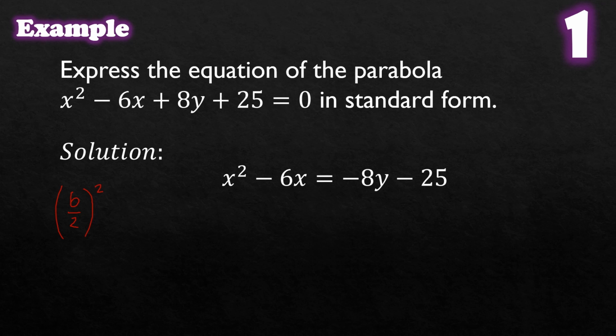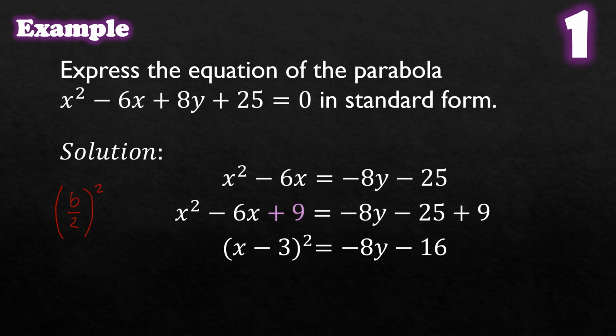In the quadratic expression x squared minus 6x, b is negative 6, hence we have negative 6 divided by 2 is negative 3, squared, that is equal to 9. So we add 9 to both sides of the equation, hence we have a perfect square trinomial on the left-hand side, x squared minus 6x plus 9. On the right-hand side of the equation, negative 8y minus 25 plus 9.